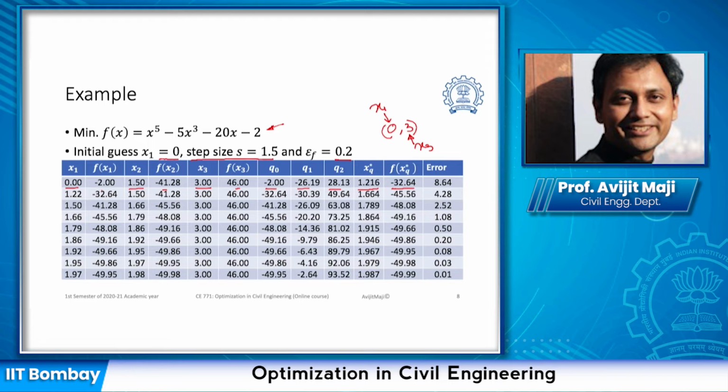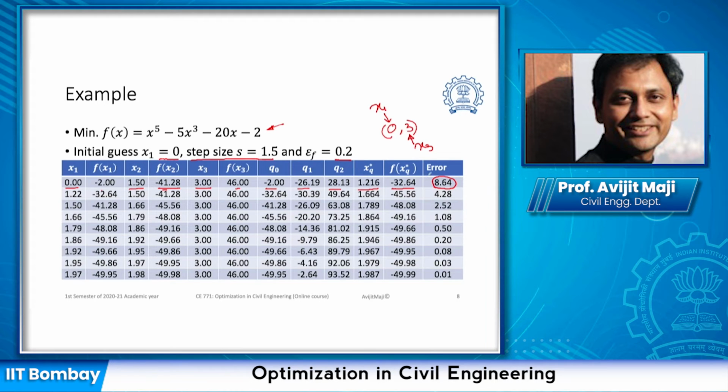to be negative 32.64. At this point, if we try to estimate the error by looking into the minimum between x1, x2 and x3, the objective function value, we will find the minimum value is negative 41.28, and the new point is going to yield the objective function value of 32.64. The difference between these 2 points is going to be 8.64.